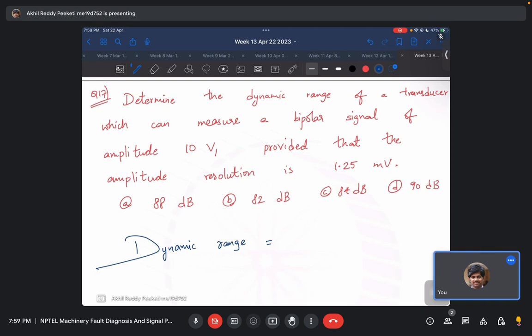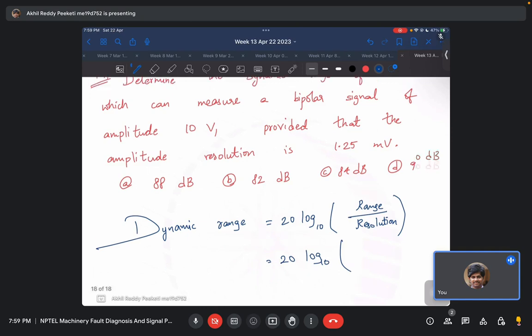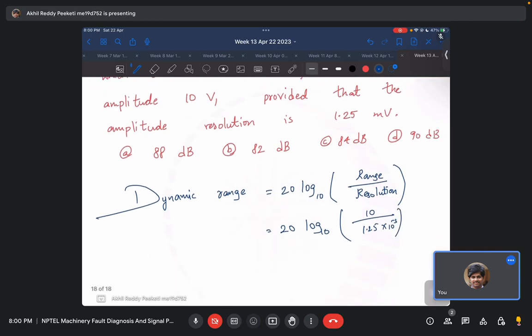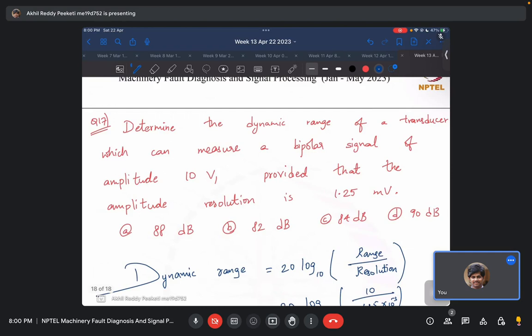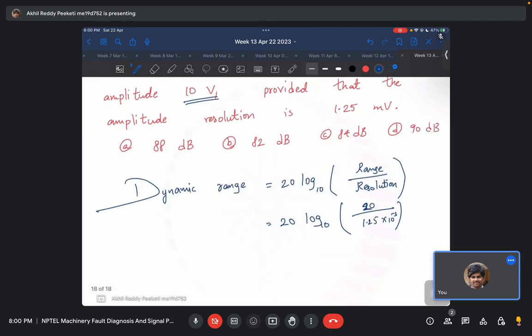What's the formula for the dynamic range? 20 log 10 range by resolution. Okay, so 20 log 10, what is the range? 10 volts by resolution 1.25 millivolt. Amplitude 10 volts and a bipolar signal, so the range would actually be 20 volts.